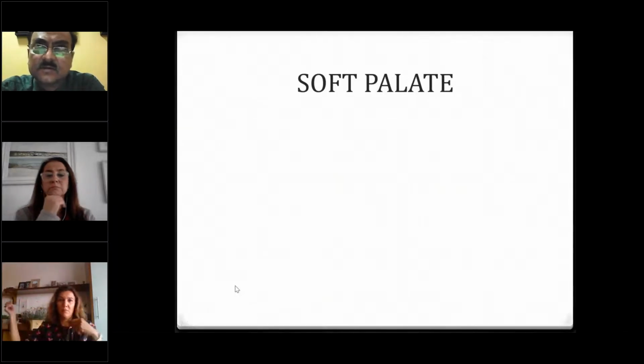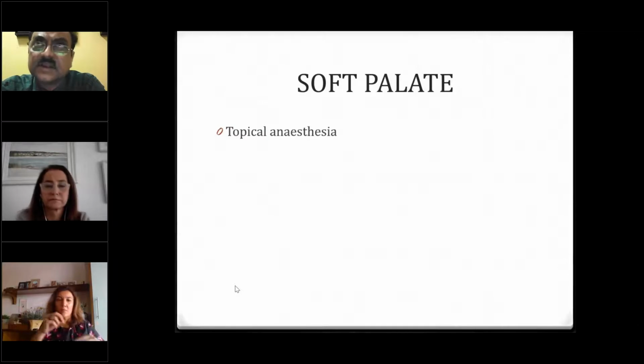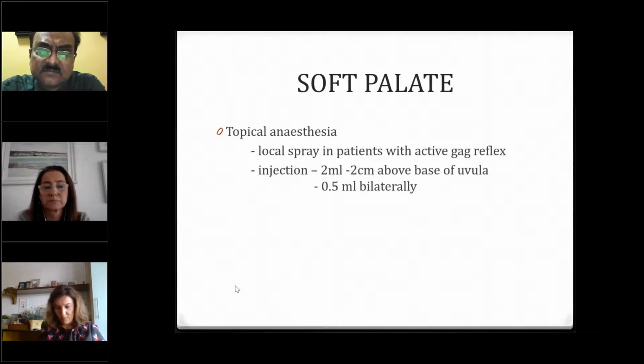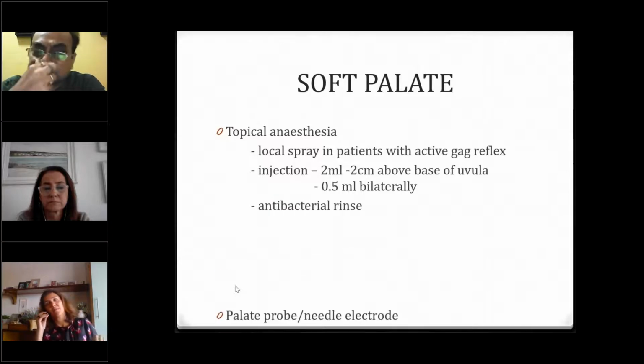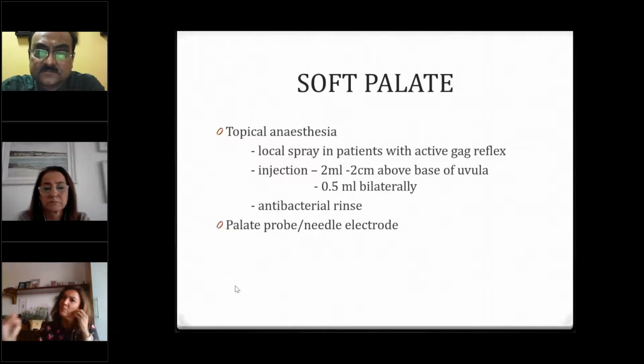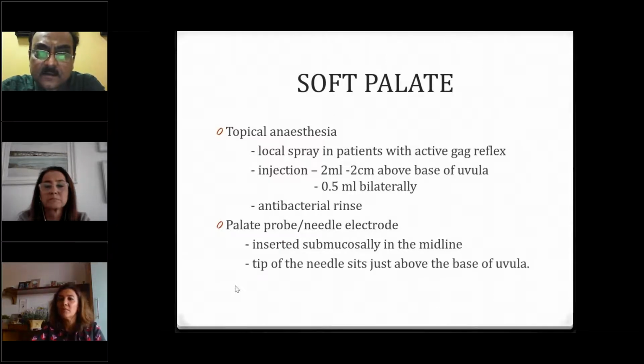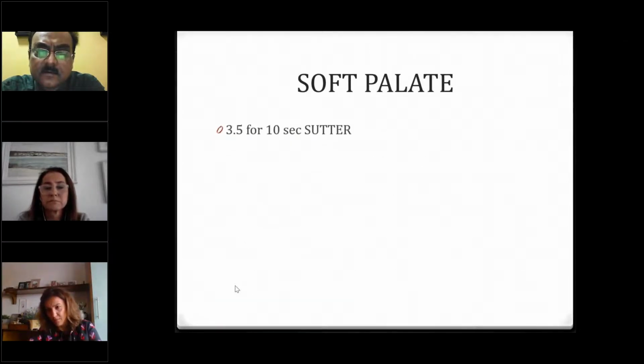So now the next, soft palate. It's also done under topical anesthesia, a local spray in patients with an active gag reflex, and injection of 2 ml, which is 2 centimeters above the base of the uvula. You inject local xylocaine, lignocaine with adrenaline, 0.5 ml bilaterally. An antibacterial rinse is also given. A palate probe or a needle electrode is introduced submucosally in the midline. The tip of the needle sits just above the base of the uvula. So this is the procedure protocol for soft palate.